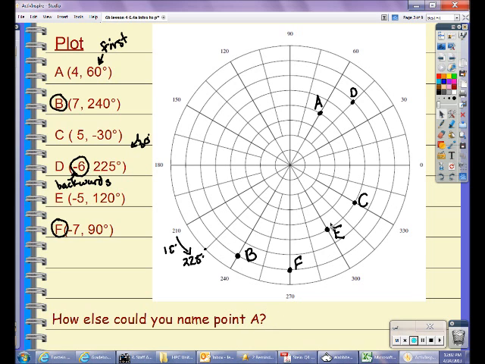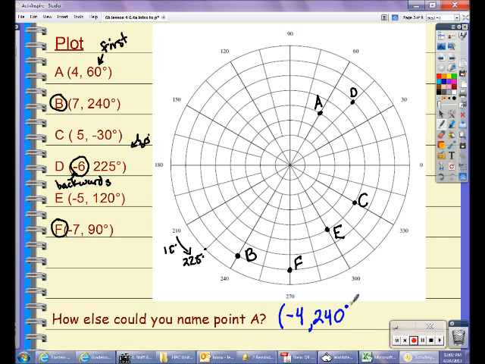I know that's weird. But when we were graphing point E, notice that that was -5, 120. But when you look at the point, it looks like it's on the 300-degree rotation line, because we were going backwards from 120, because it was negative. So how can we apply that idea to renaming point A? Well, we could make it -4 instead of +4, and instead of 60, we can think of this as going backwards, going along that same line, to 240.